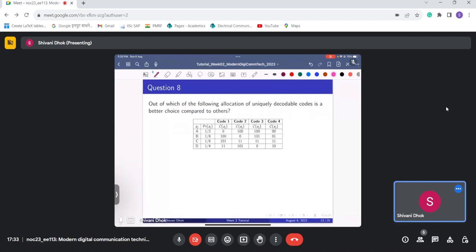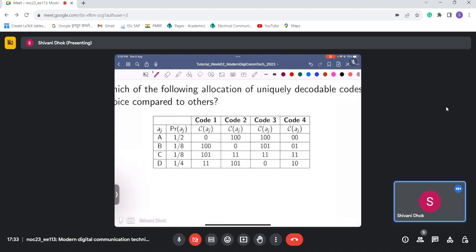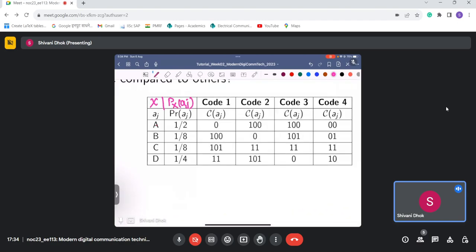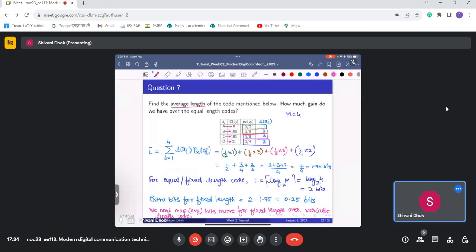Okay, if not, then let us look at the 8th question. What has been asked is, which of the following allocations of uniquely decodable codes is a better choice compared to others? Basically we have been given 4 choices of allocation of the code, that is code 1, code 2, code 3 and code 4 for a symbol. This is my x, and this is x of aj, and aj takes values a, b, c, d with probabilities 1 by 2, 1 by 8, 1 by 8 and 1 by 4 as in the previous case. The first assignment, the first code, is 0100101, which is the same as what we have done in this question.